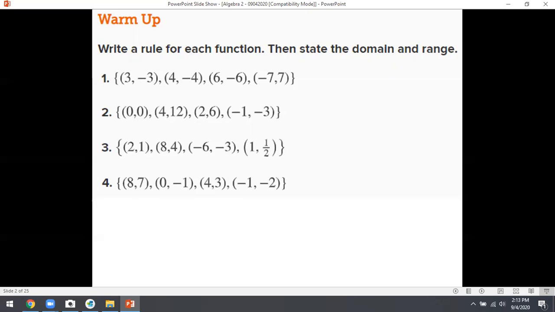Okay, warm up real quick. Write a rule for each function. Forget the domain and range, let's not do that. Write a rule for each function. Now, this looks really weird. This is a set. It just contains things, right? What things does it contain? That's a coordinate. That's a coordinate. That's a coordinate. They're giving you points to plot if you wanted to plot things.